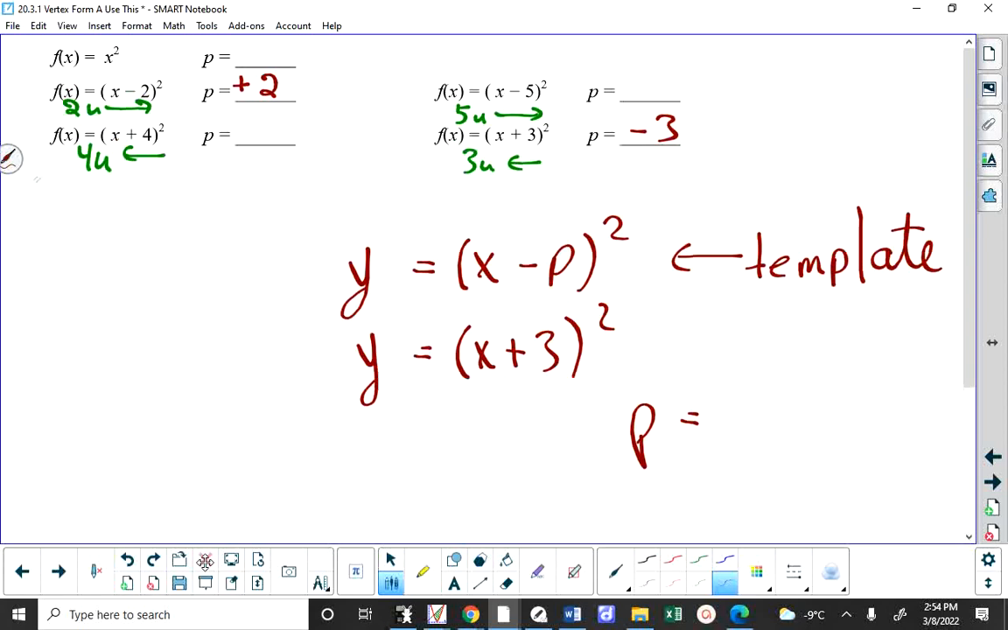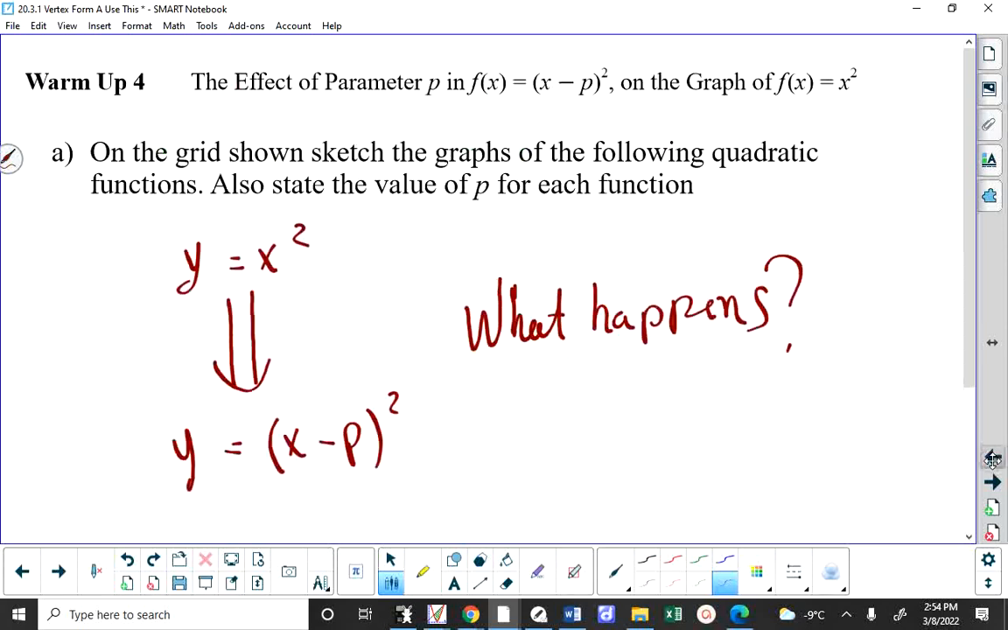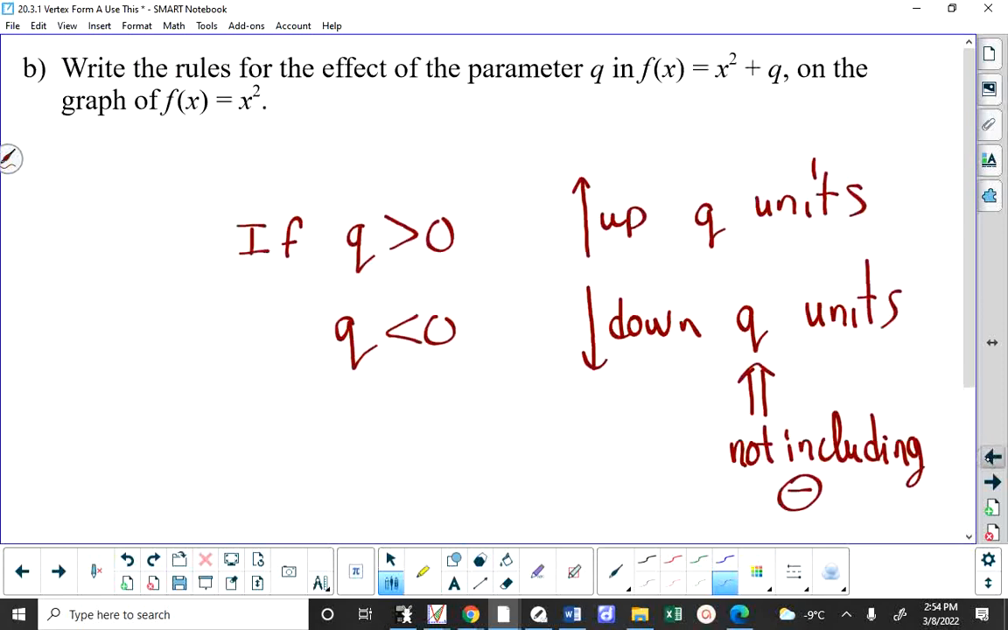The value of p in (x + 4) squared would be negative 4. The value of p in (x − 5) squared would be positive 5. This is what I mean by stumbling. I want to go back and talk about q. Remember we said if q was positive, it shifts in a positive vertical direction, which is up. If q is negative, it shifts in a negative vertical direction, which is down.